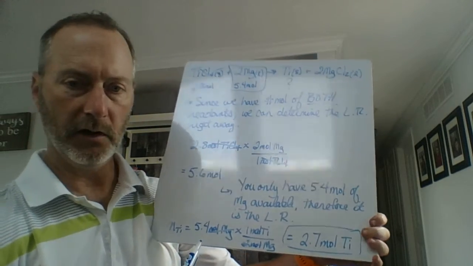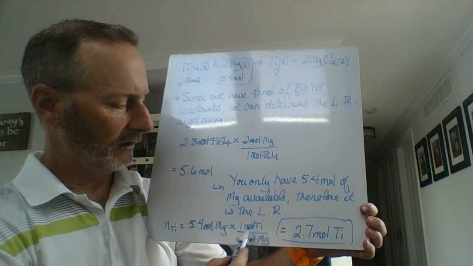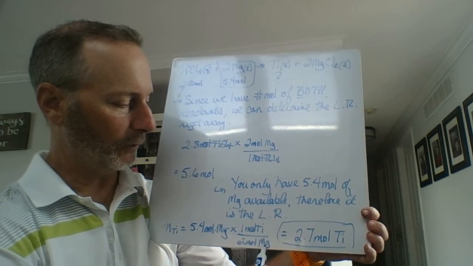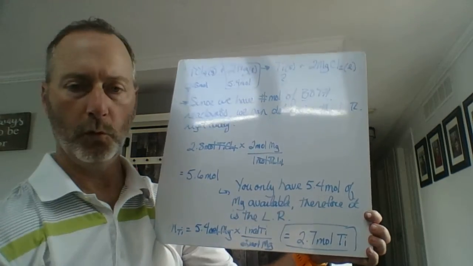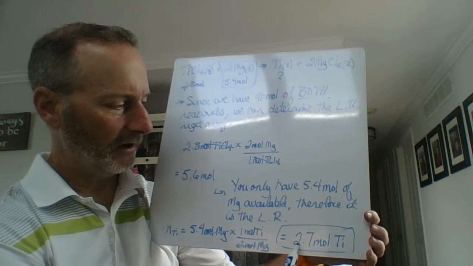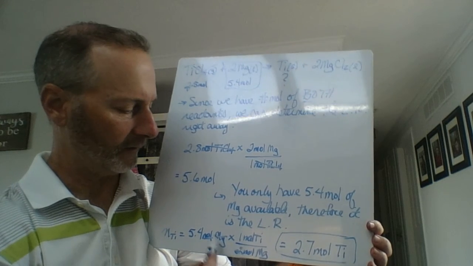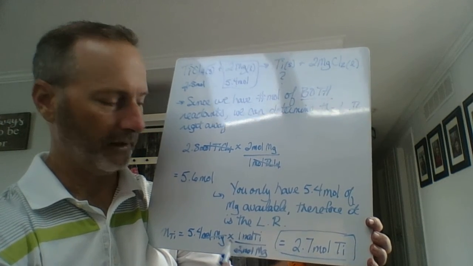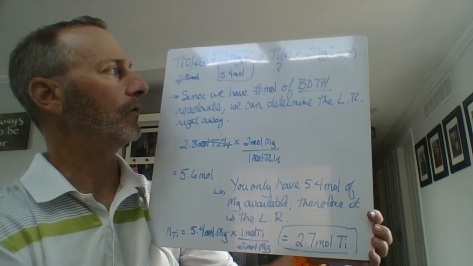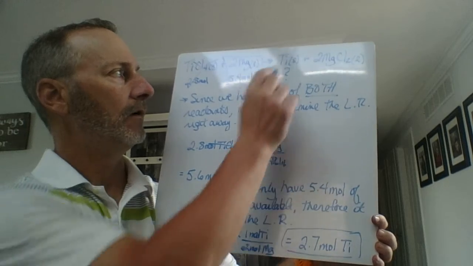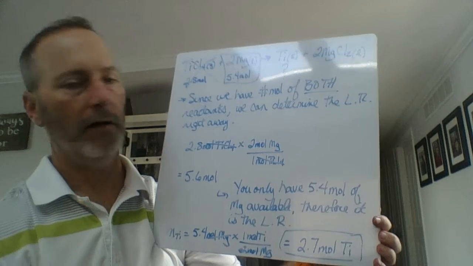Now we take the number of moles of magnesium, because that's my limiting reagent, 5.4, times 1 mole of titanium over 2 moles of magnesium. That's my ratio I get from 2-to-1. Do my calculation: the moles of magnesium cancel. 5.4 times 1 divided by 2 is 2.7. So if I had 5.4 moles of magnesium, I could make 2.7 moles of titanium.